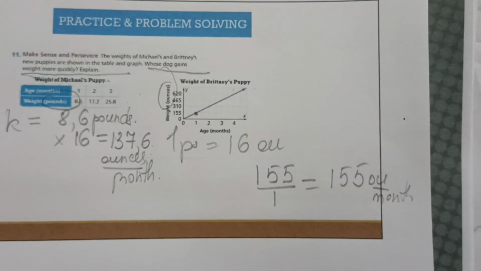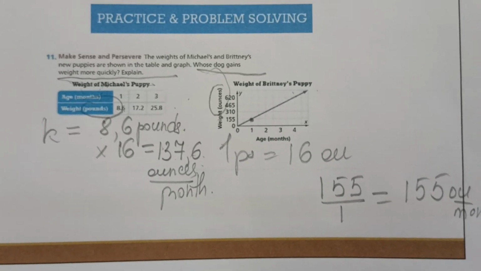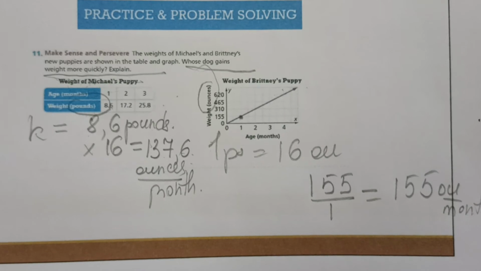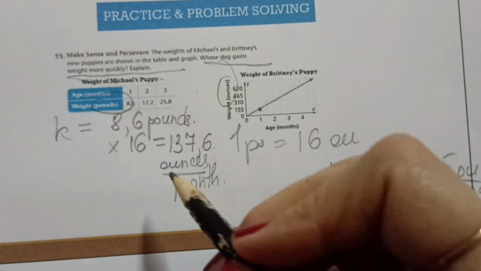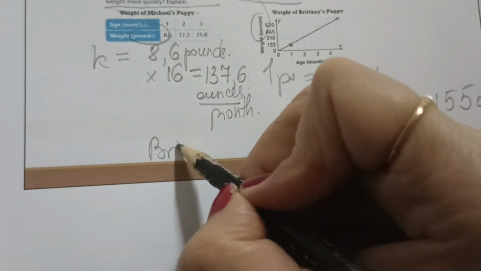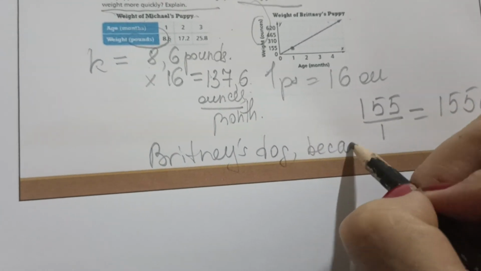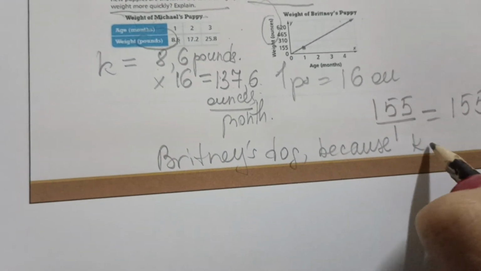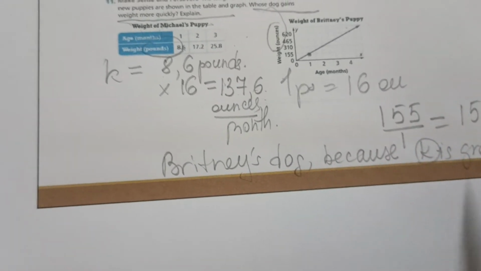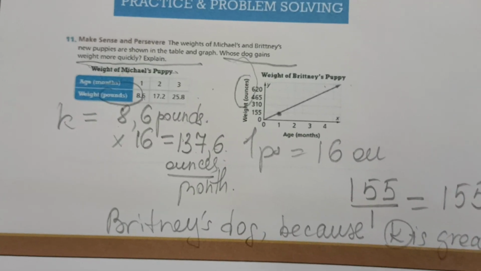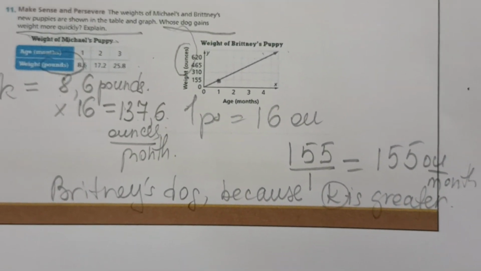Okay, so can you see like this? Okay, so which dog gains faster, more? Brittany's dog. So right here, Brittany's dog, because K is greater here. Constant of proportionality, K is greater. Okay, so again, you can see the page. You may stop the video and finish.